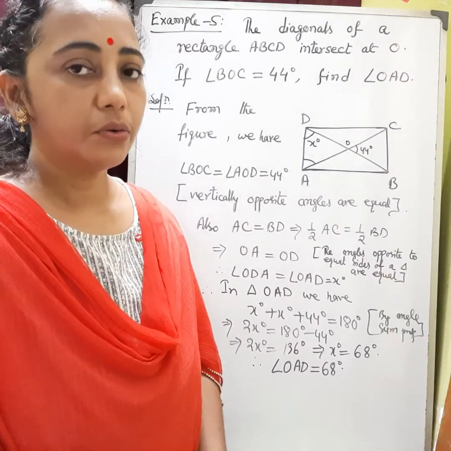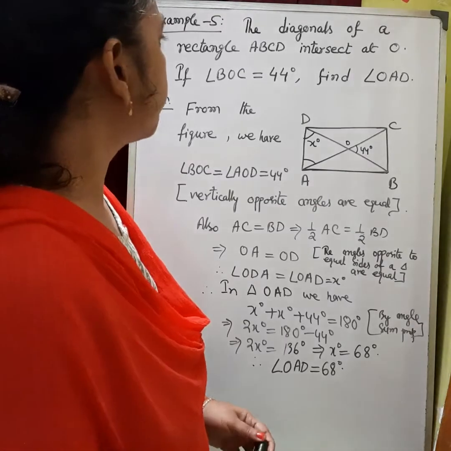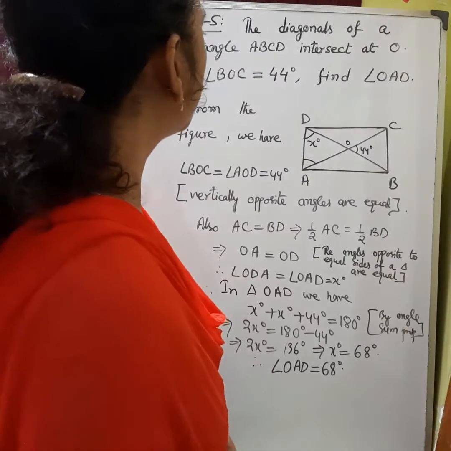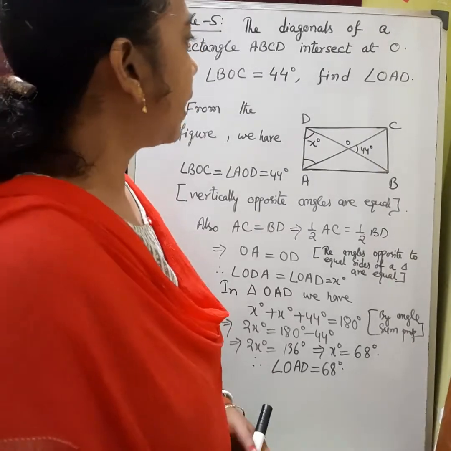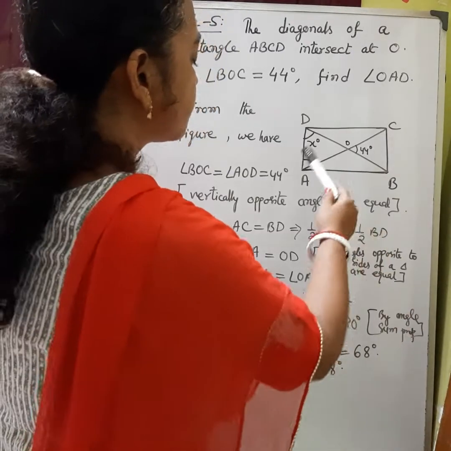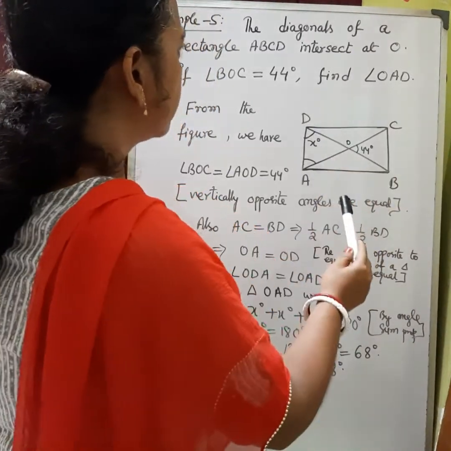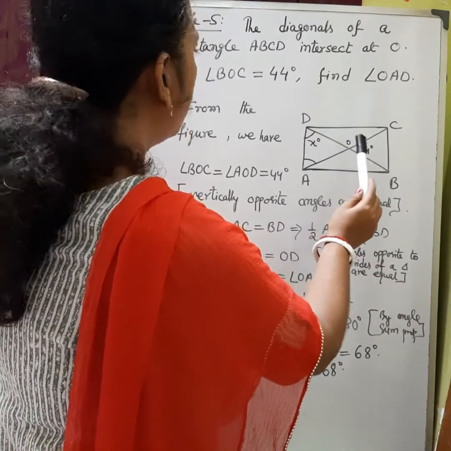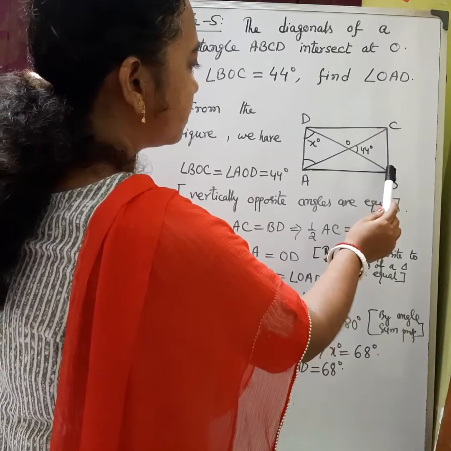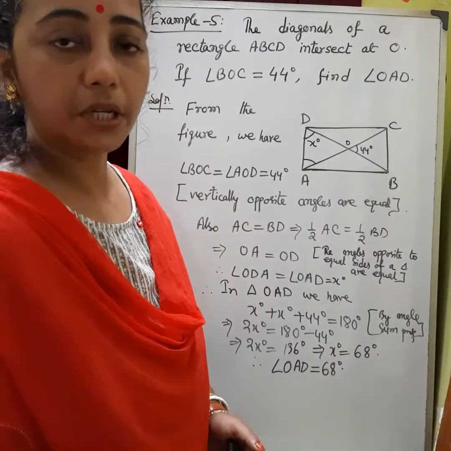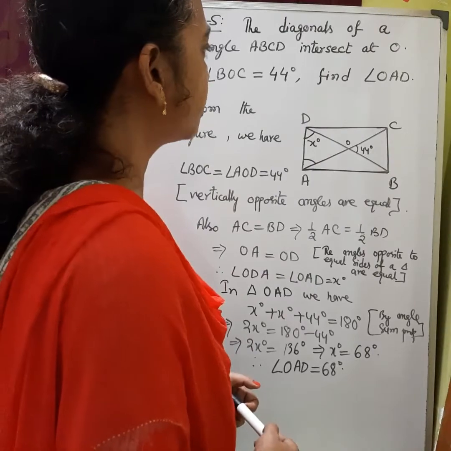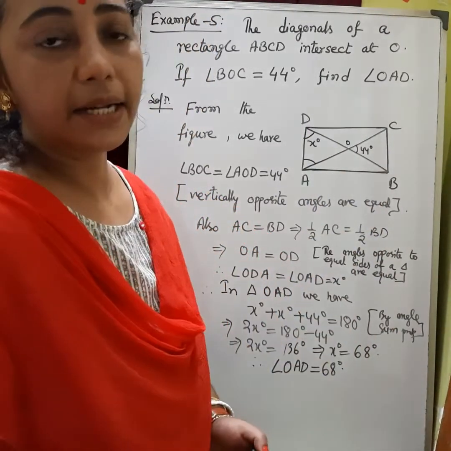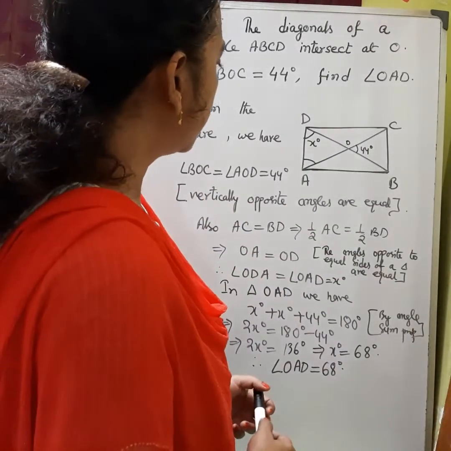Now let us do one example. The diagonals of a rectangle ABCD intersect at O. If angle BOC is equal to 44 degrees, find angle OAD. Look at this figure. Here ABCD is a rectangle in which the diagonals AC and BD are intersecting at point O, and one of the angles is given, that is angle BOC is 44 degrees. So we have to find the measure of angle OAD. Let the measure of angle OAD be x degrees.